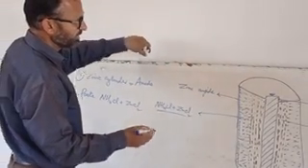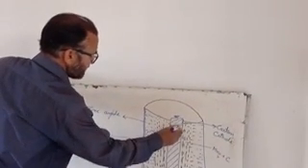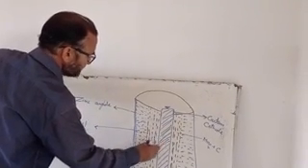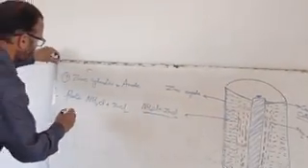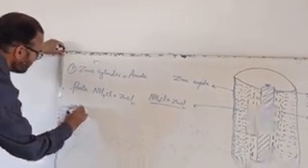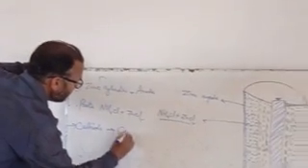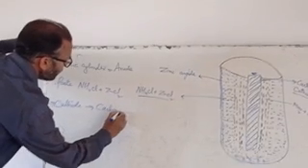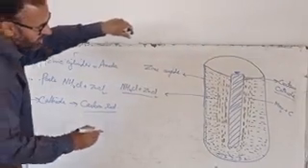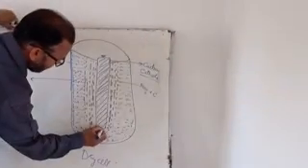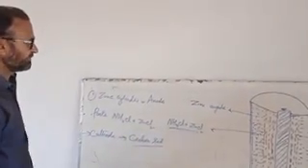In the center, there is a carbon rod or graphite rod which acts as the cathode. So the cathode is a carbon rod or graphite rod. This rod does not touch the bottom of the cell.